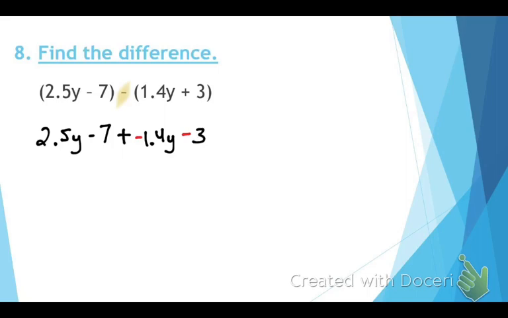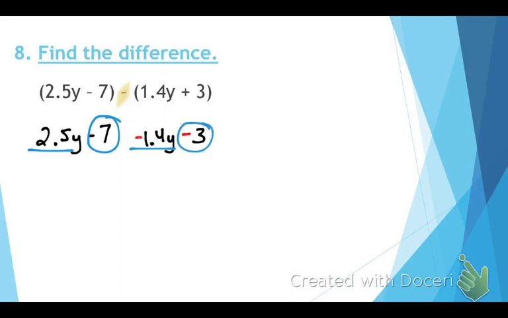Now we know I don't want a plus and minus right next to each other. When I add a negative, that simply means to subtract it. So I can get rid of that. Now I am circling and underlining my like terms. I think everybody got the 1 point.